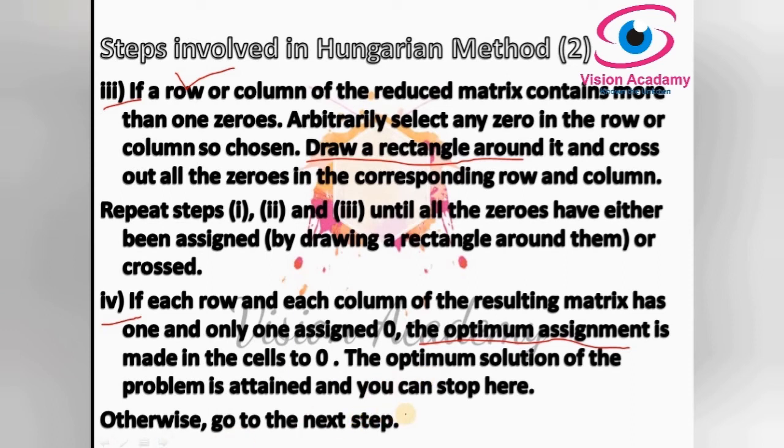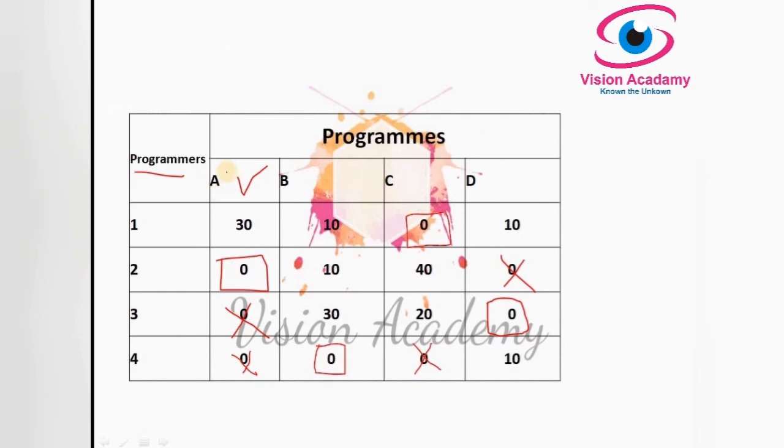So let us check whether we have obtained only one assigned 0 in each row and column. Look here, I will go for the columns. In column 1 I have only one assigned 0, and I will go for the second column. Here also only one assigned 0. In the third column also only one assigned 0. In the fourth column also only one assigned 0.